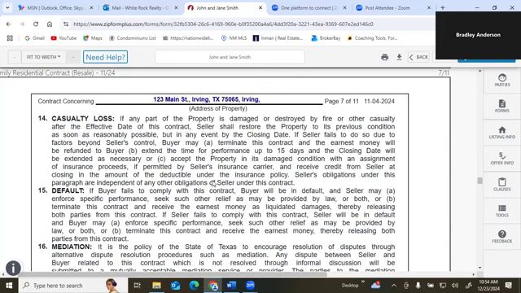So the most common example here is roof, but it could be anything. Could be a tornado, could be a flood, right? And then paragraph 15 is the biggie, default. If the buyer defaults, seller has certain remedies. This is the I'm going to sue you paragraph.